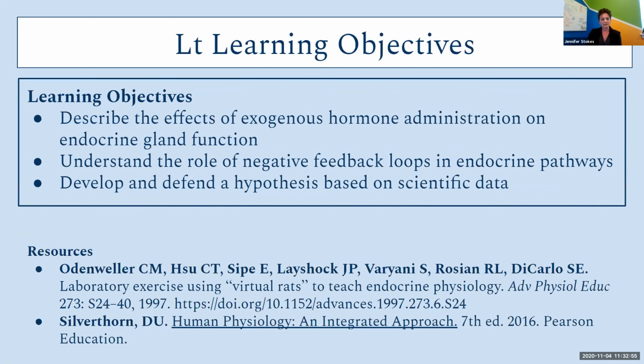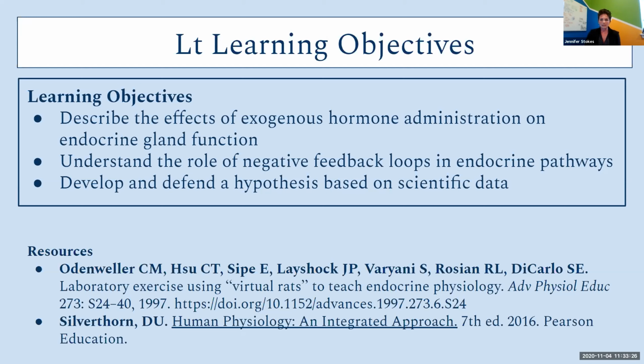The learning objectives for this lesson include describing the effects of exogenous hormone administration on endocrine gland function, as well as understanding the role of negative feedback loops, which can be particularly tricky in the endocrine pathways, and then develop and defend a hypothesis based on scientific data. So again, depending on the level of your students and the content of your course, these could be some pretty challenging learning objectives, but all really good skills for an A&P course and an A&P student.